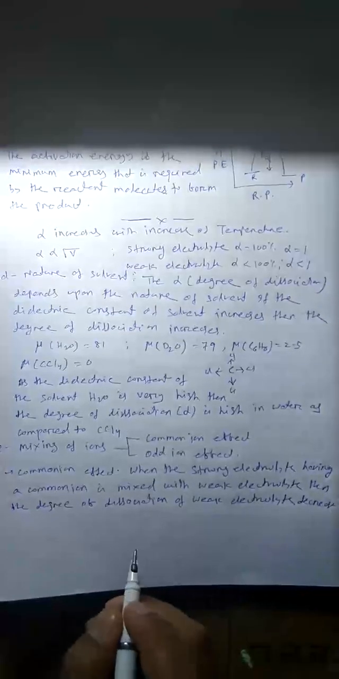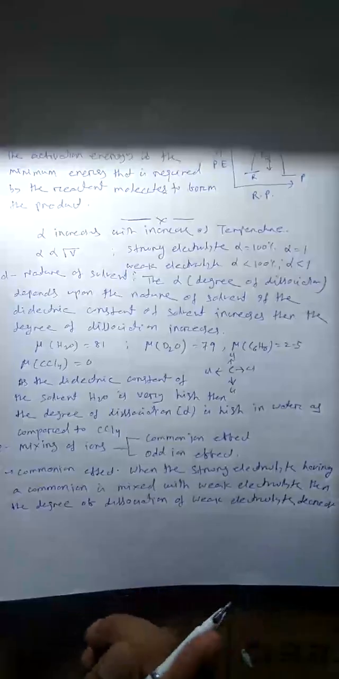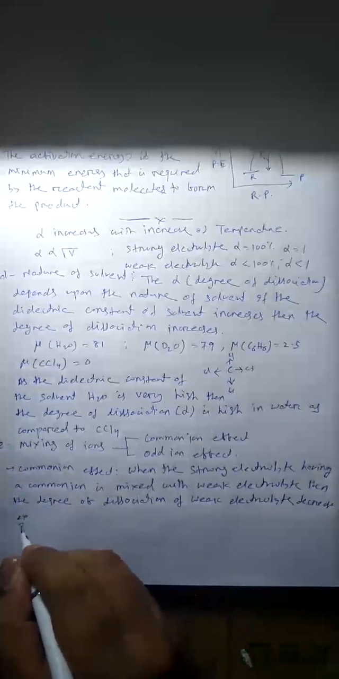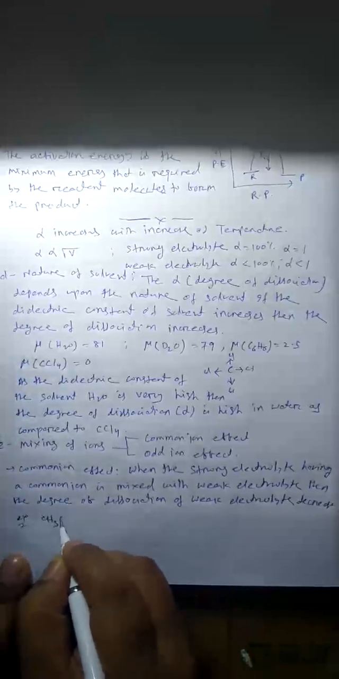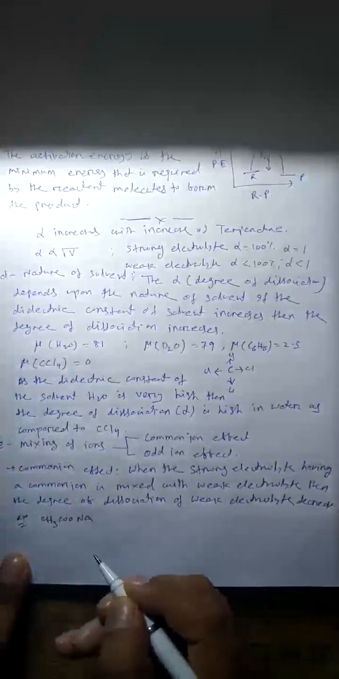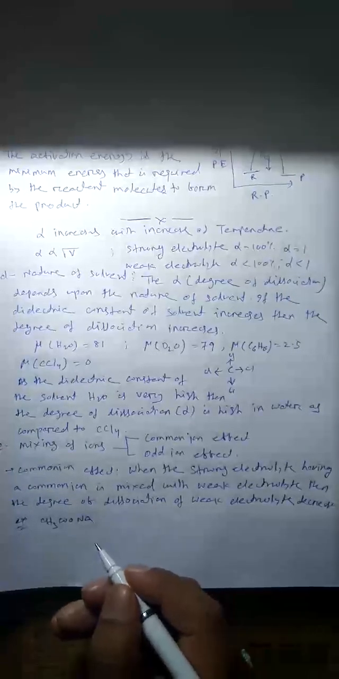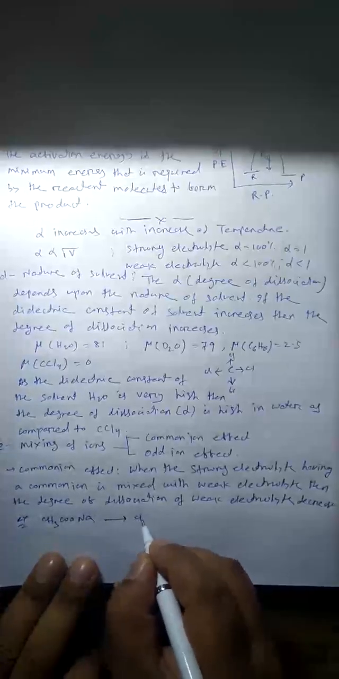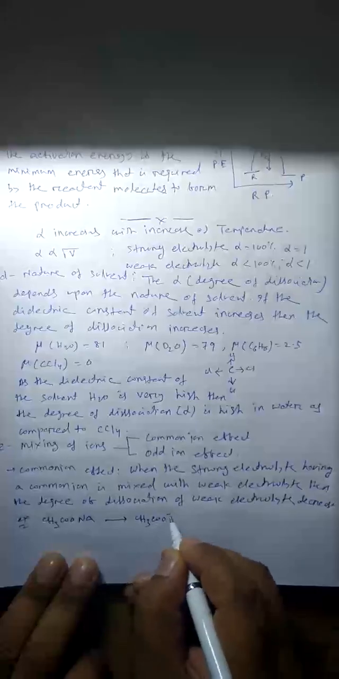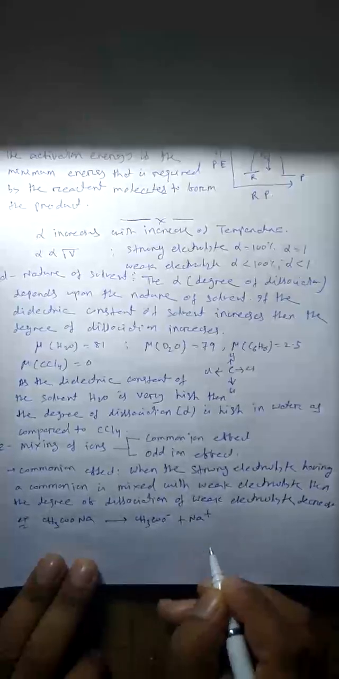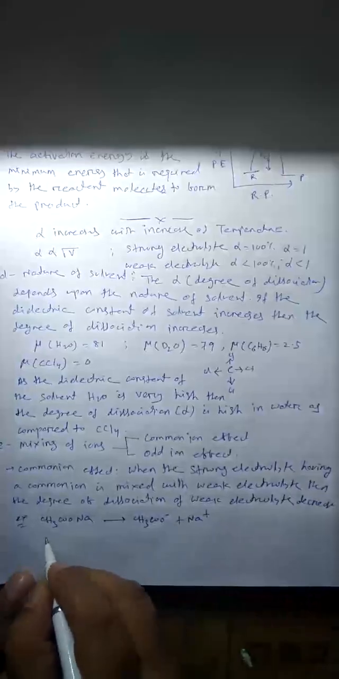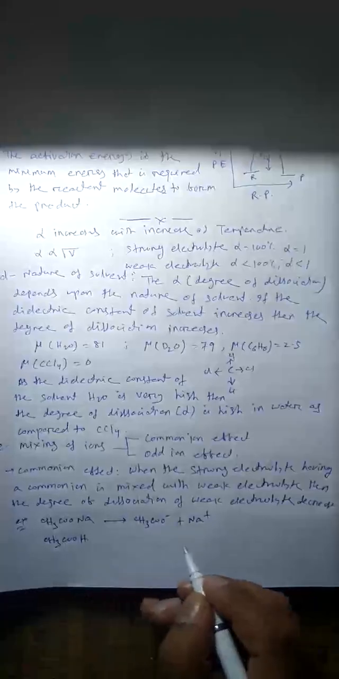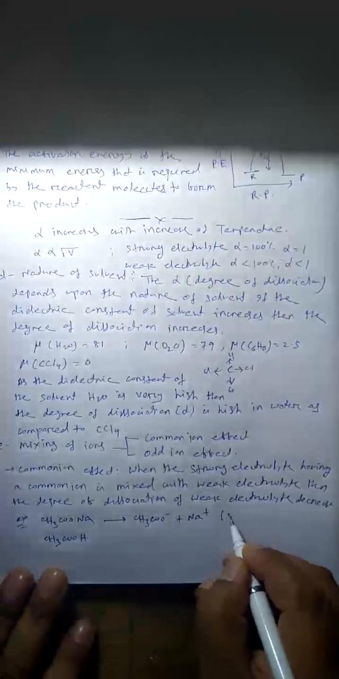What does it mean? When a strong electrolyte has a common ion with the weak electrolyte, suppose you take one example, CH3COONa. It is a salt, a strong electrolyte. When it is mixed with water, it splits into ions, CH3COO minus and Na plus. When this is mixed with acetic acid, acetic acid is a weak electrolyte.